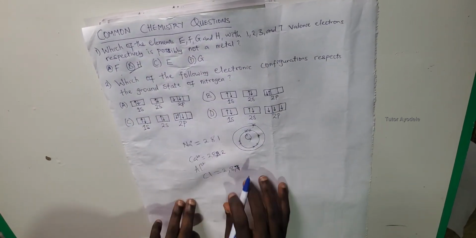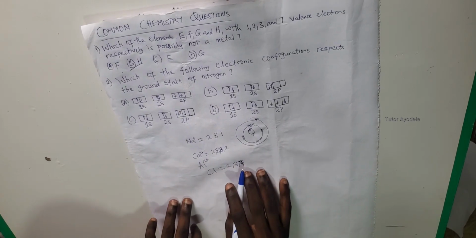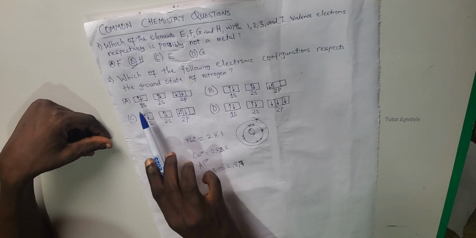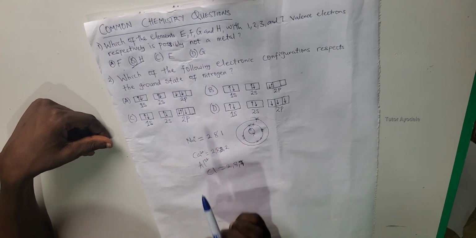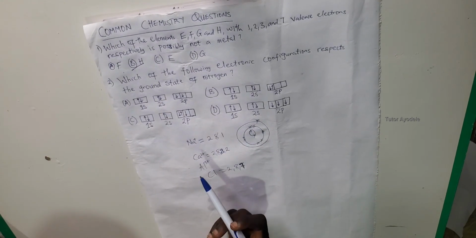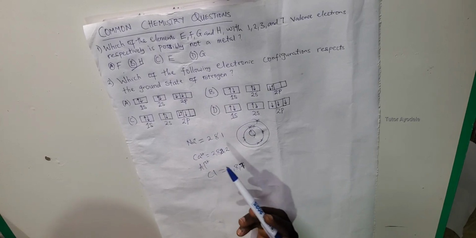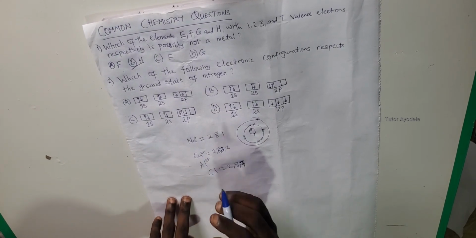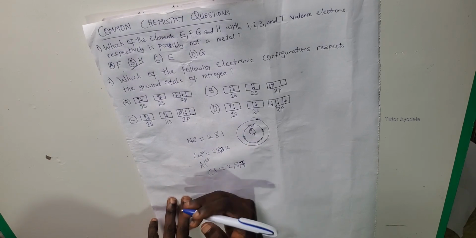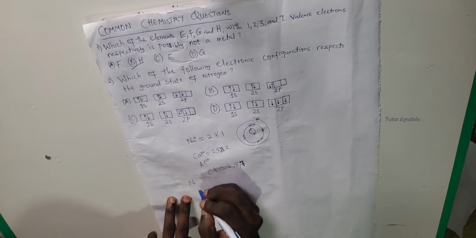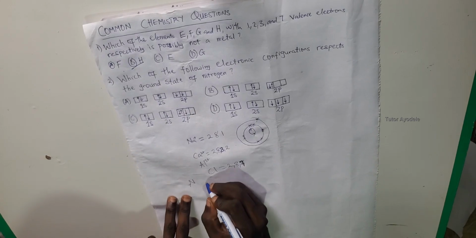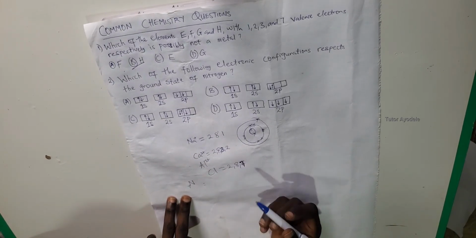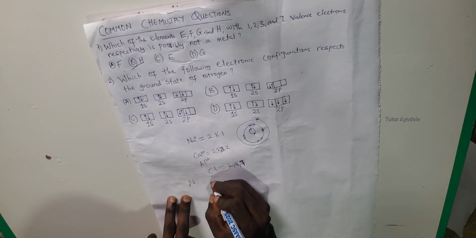So let's look at question number 2. Question number 2 says: which of the following electronic configurations represents the ground state of nitrogen? We have different orbitals: s orbital and p orbitals. Let me write out nitrogen first. Nitrogen has atomic number 7. And what is the electronic configuration of nitrogen?